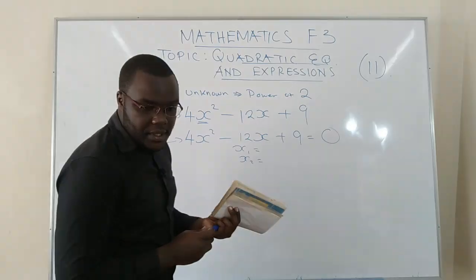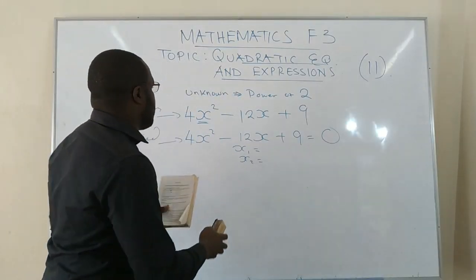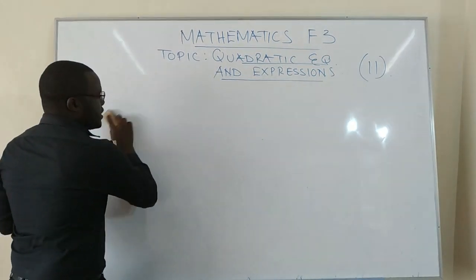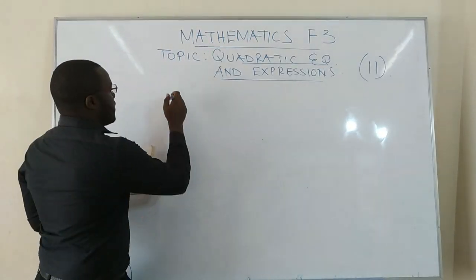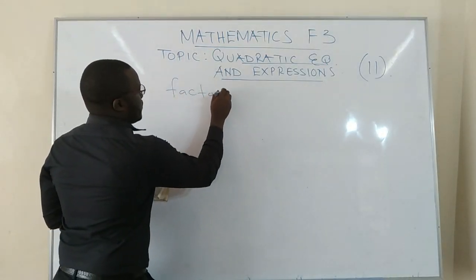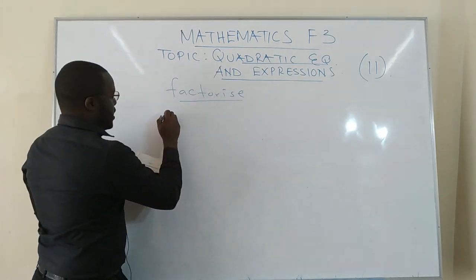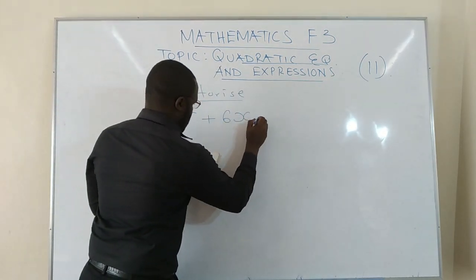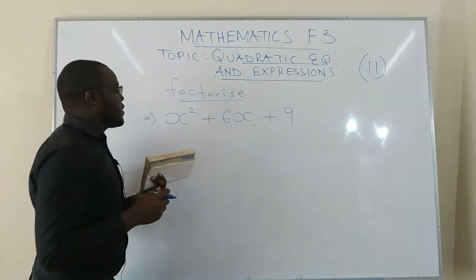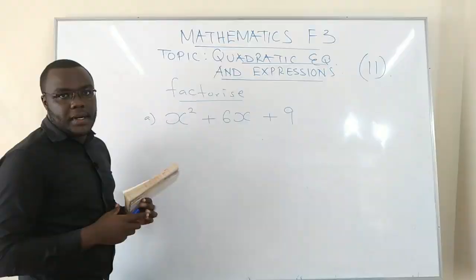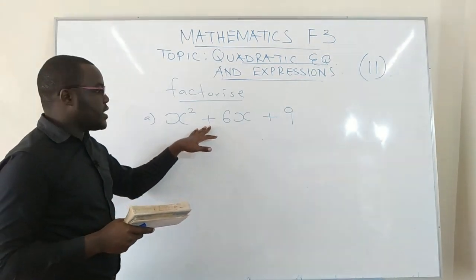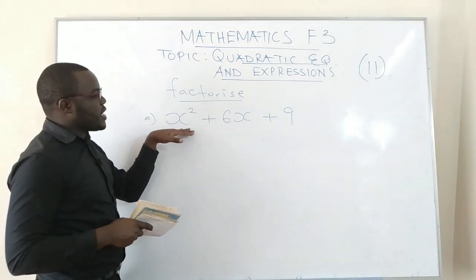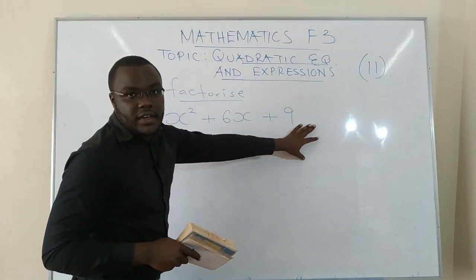And just as a way of recapping what we did, we want to remind ourselves about a process known as factorization of quadratics. Let me take two examples. One is this: factorize x squared plus 6x plus 9. Factorize x squared plus 6x plus 9. This is a quadratic. Is it an expression or an equation? What I've written here. Correct. This is a quadratic expression since it doesn't have an equals.